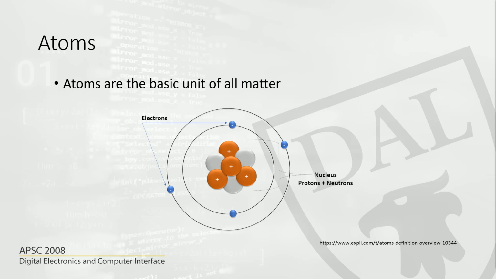Atoms are made up of the nucleus, which contains protons and neutrons, and the electrons, which are kind of orbiting around the nucleus. Protons have positive charge, neutrons have no charge, and electrons have negative charge. So in a neutral atom, they have equal number of protons and electrons. So in this case, we have 4 electrons and 4 protons. They balance out and they are neutral.